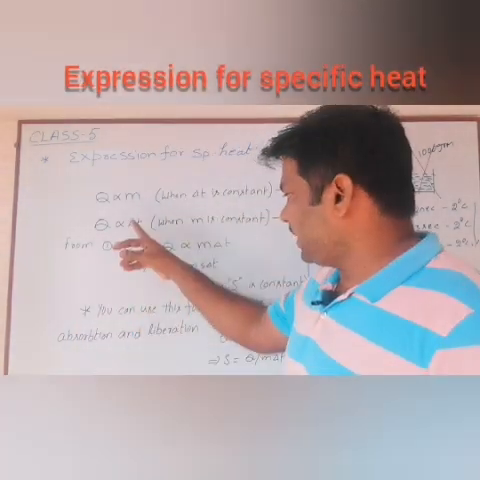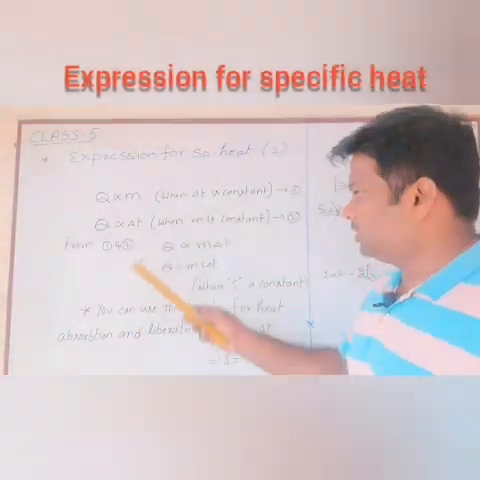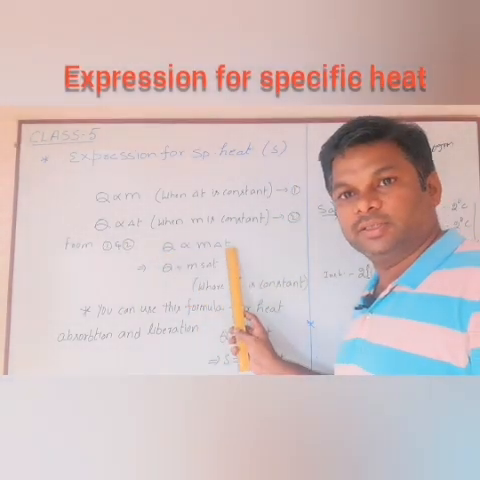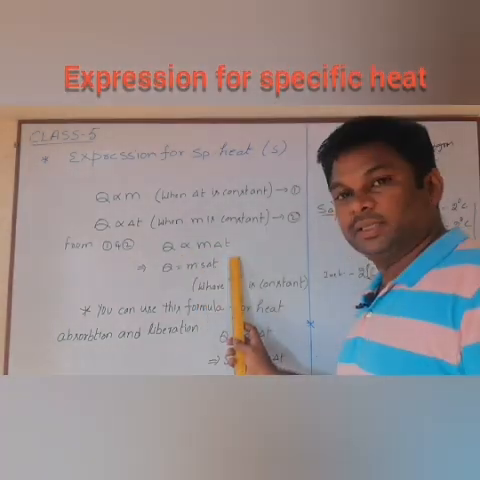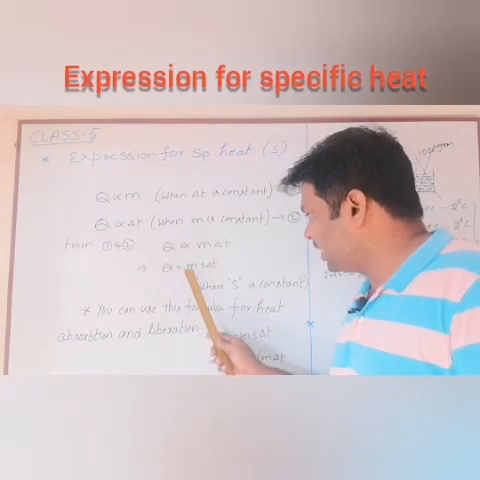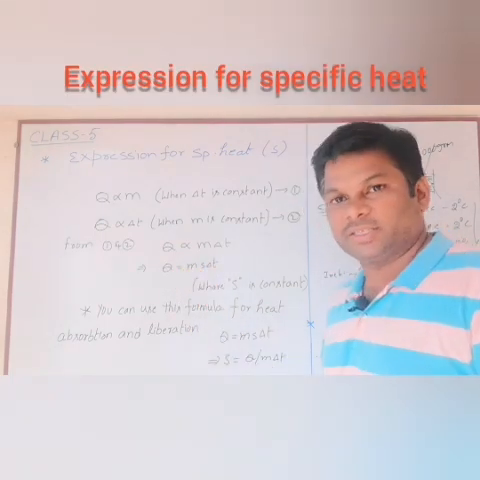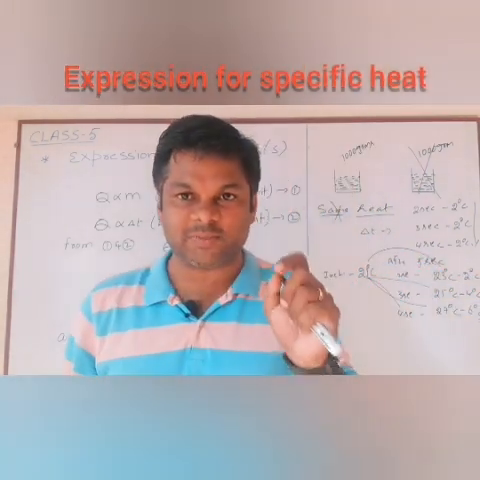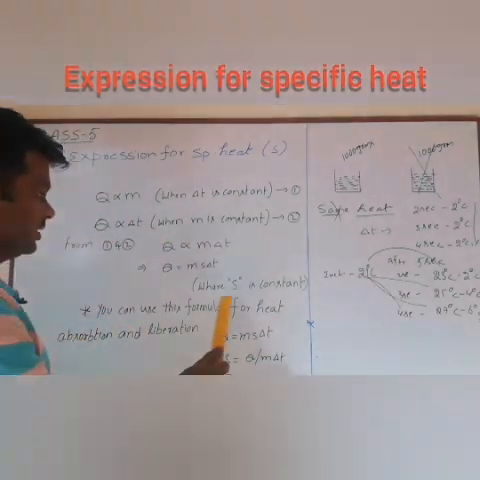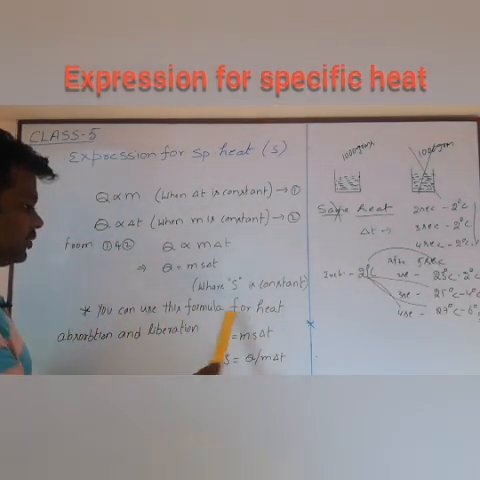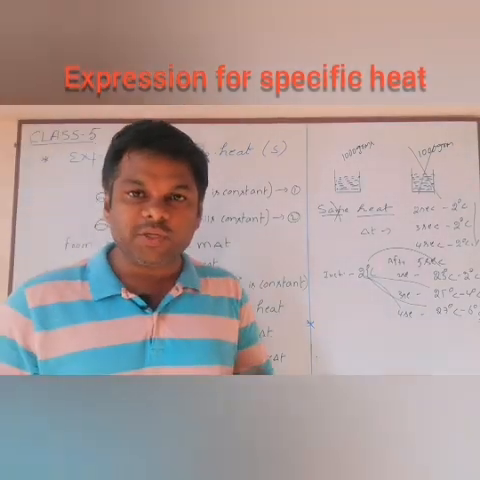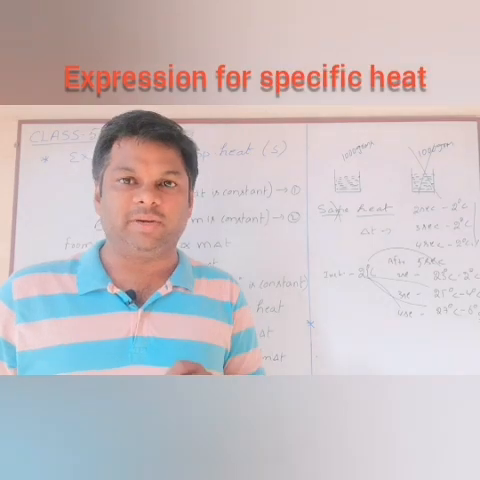Okay, so when you combine these two equations, then you will get q directly proportional to m delta T. And to remove this proportionality symbol, q is equal to ms delta T, where s is a constant, that s is nothing but our specific heat. Observe here. So you can use this formula for heat absorption and liberation.